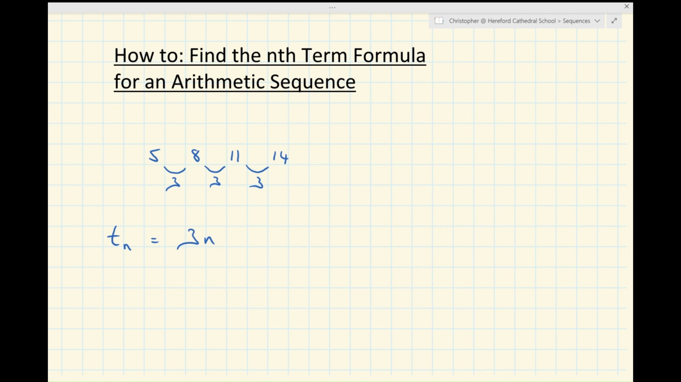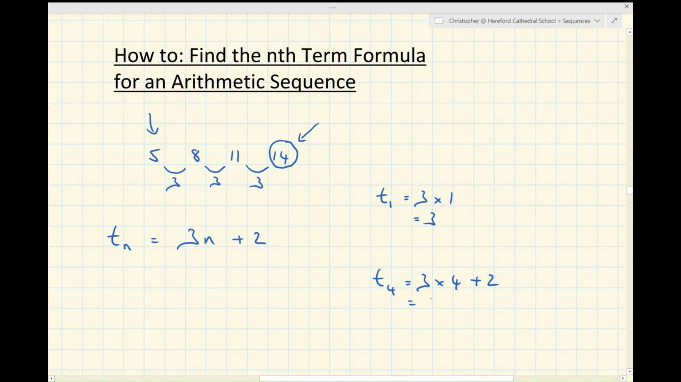3n. Now, if my formula was just 3n, then the first term of my sequence would be 3 times 1, 3. And the first term of my sequence is 5. So I'm going to need to have a correction factor of +2. Let's just check that works for the other terms we know. Let's choose this term. That's the 4th term of our sequence. And according to my formula, the 4th term is 3 times 4 plus 2. And according to the question, that should give me an answer of 14, which indeed it does.